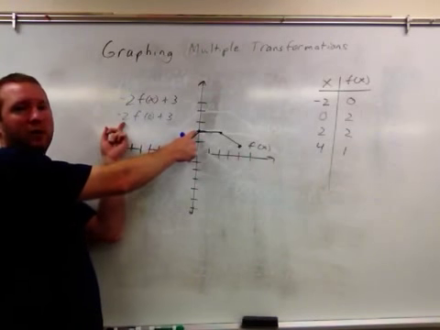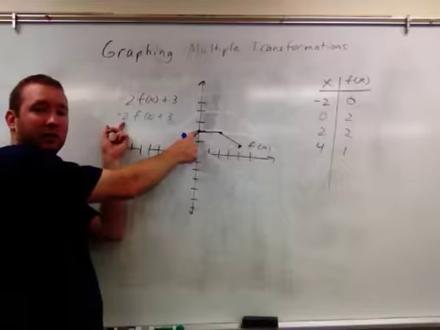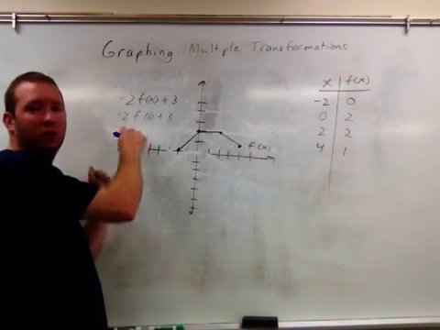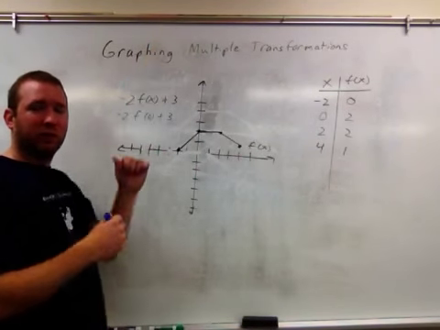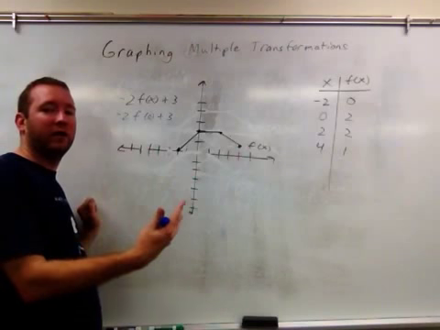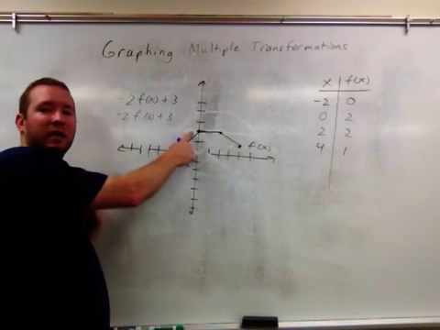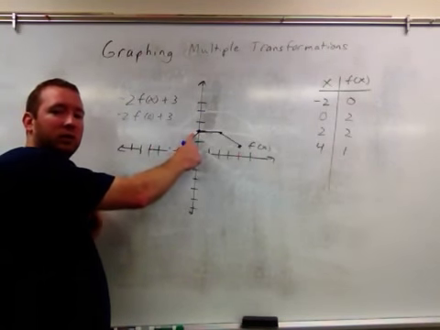What's the negative 2 going to do to it? Well, it's going to do two things. One, the 2 is going to stretch it. It's going to multiply the y value by 2, so it's going to double this guy's height. Instead of at 2, it's going to be up at 4.